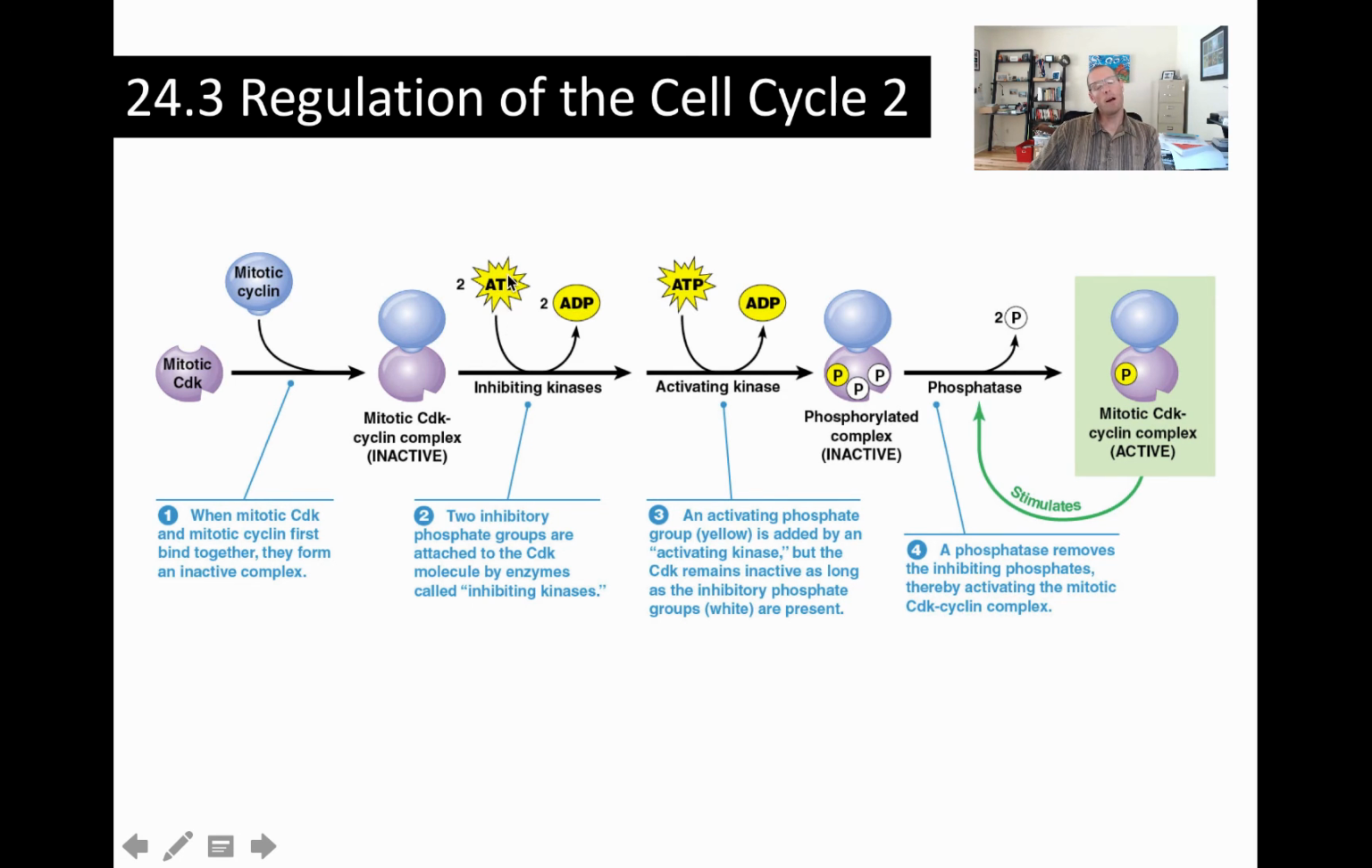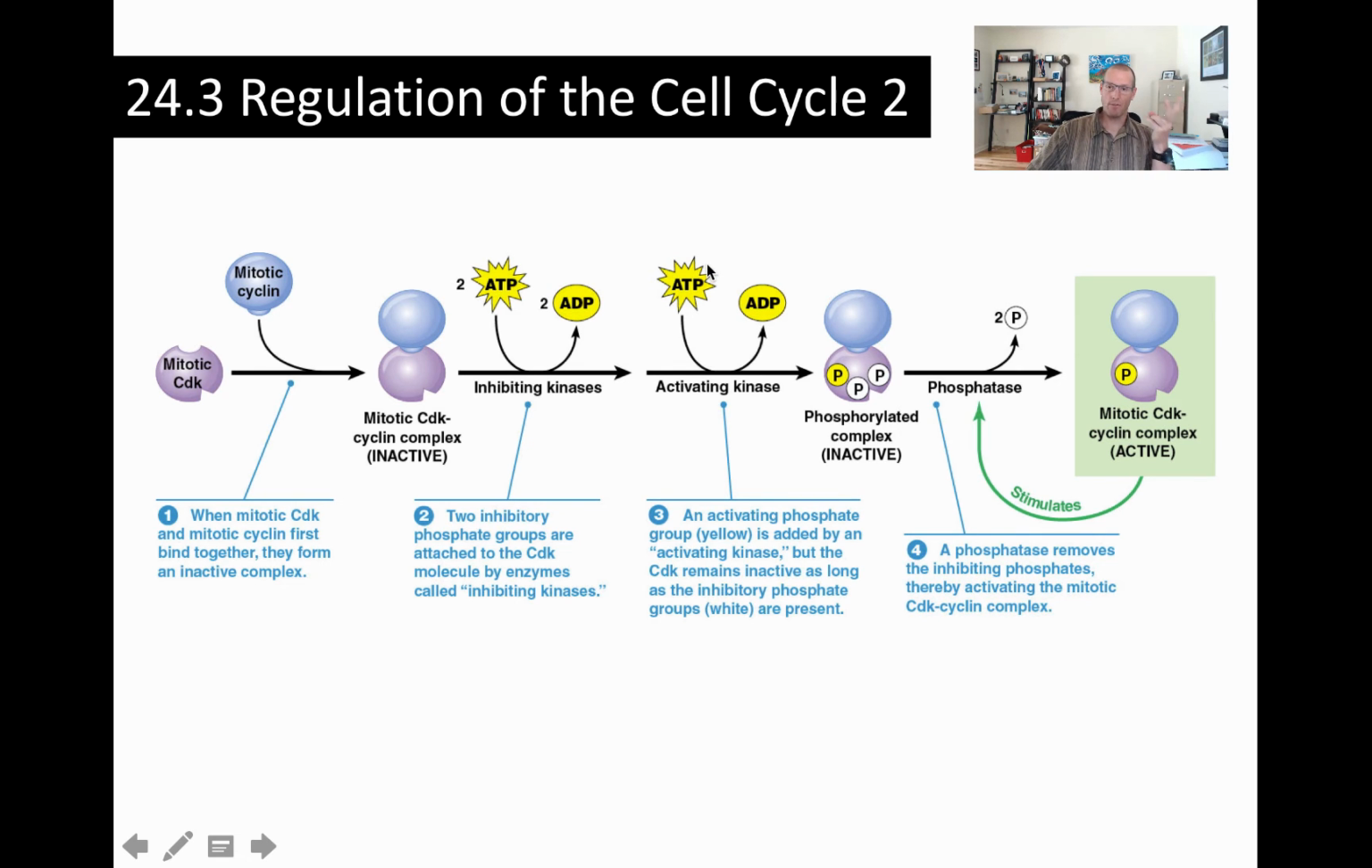Then there are two inhibiting kinases. An inhibiting kinase is a kinase which adds a phosphate to a target protein, and that interferes with the architecture of the active site, and so effectively blocks access of substrates to the active site of the CDK. So these inhibiting kinases put two phosphates onto the CDK, and then another kinase, an activating kinase, adds on another phosphate, and that's going to turn the kinase on. But it only turns the kinase on when you dephosphorylate these two original inhibiting phosphorylations.